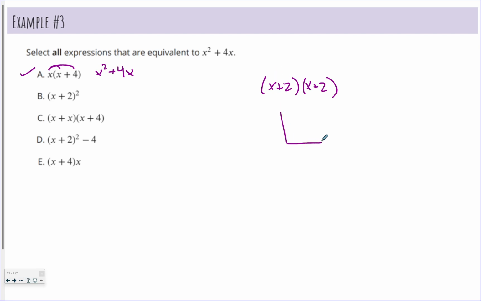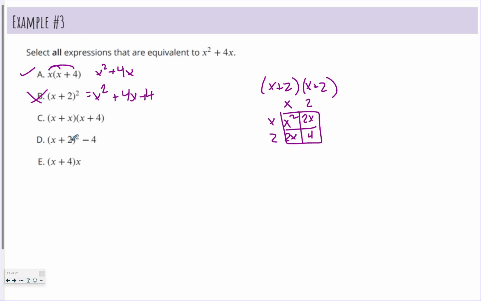Again, you can use the box if you'd like by doing x and 2 and x and 2. X squared, 2x, 2x, and 2 times 2 is 4. And so this equals x squared plus 4x plus 4. It's got that extra 4. Not B.